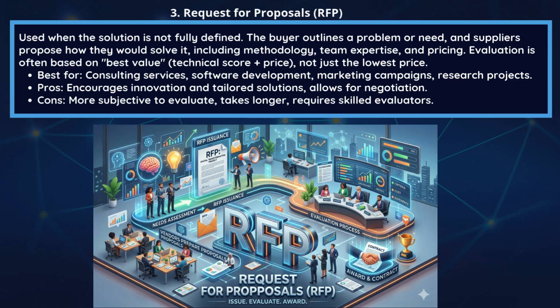The third one is request for proposals, or RFP. Used when the solution is not fully defined, the buyer outlines a problem or need, and suppliers propose how they would solve it, including methodology, team expertise, and pricing. Evaluation is often based on best value, technical score plus price, not just the lowest price. Best for consulting services, software development, marketing campaigns, research projects.